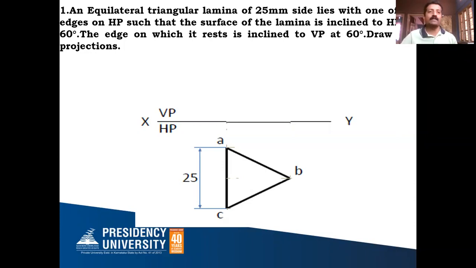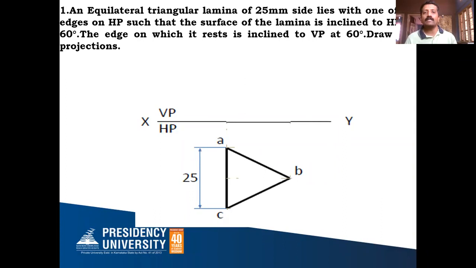So let me start here: an equilateral triangle lamina. The object given here is an equilateral triangle wherein all the three sides are equal, of 25 mm side. That means the equilateral triangle lamina size is 25 mm. Lies with one of its edges on HP. He says the equilateral lamina is resting on one of its edges on HP. It has got three edges. It may rest on any one of the edges on HP.